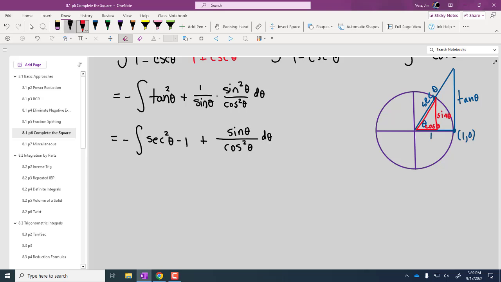Okay, so let's integrate. So we have this minus out in front, which we'll maybe distribute later.